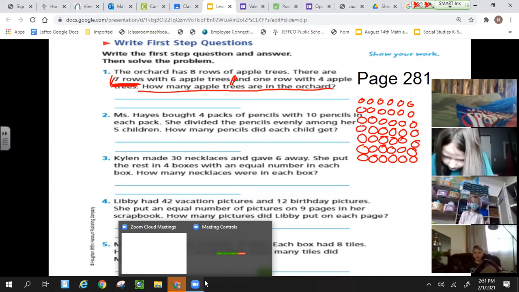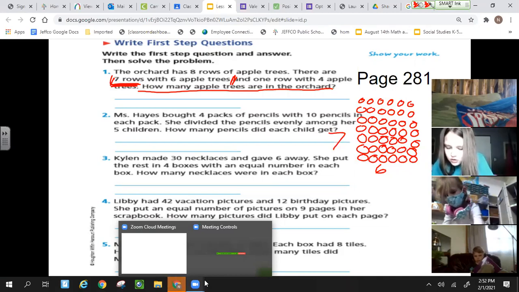Woo! I need to know how many there are there. Here are my 7. There's 6 in each. How am I going to figure that out? Lucas, what do you think? Well, I'm not dividing because I don't know the total. You count the dots. I could count the dots.